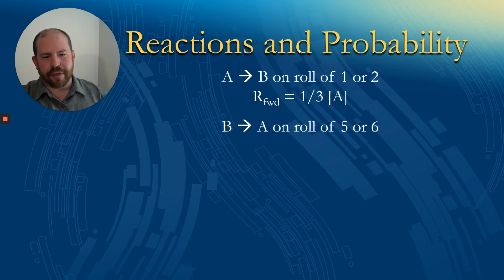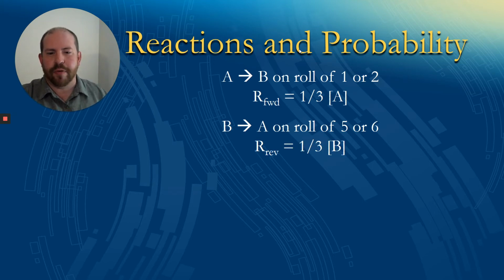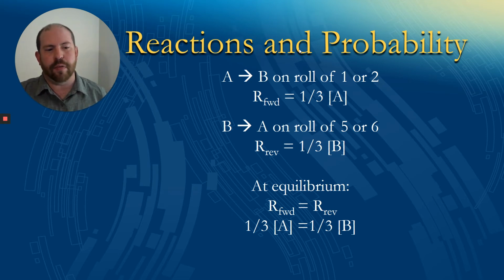Now, in that first reaction where we could go both ways, we made it just as easy for B's to turn back into A's. If a B rolls a 5 or a 6, it turns backwards. So the rate of this reverse reaction is also 1/3 the number, in this case, of B's. So what happened by the end when our quantities of each plateaued out? At the end, we reached an equilibrium state, and this is really the definition of equilibrium, that the rate of the forward reaction is equal to the rate of the reverse reaction.